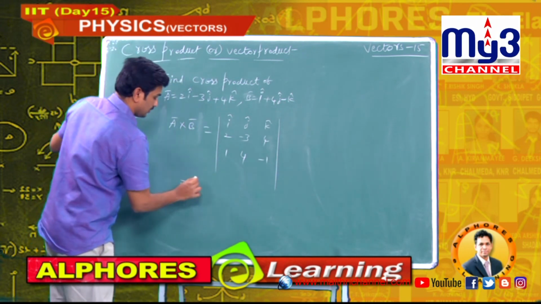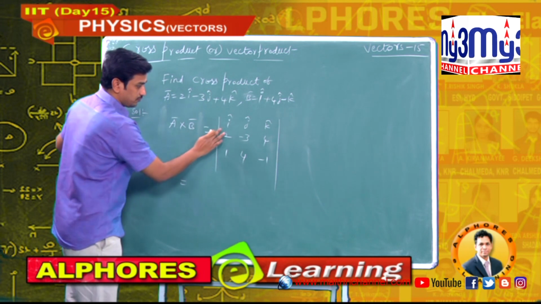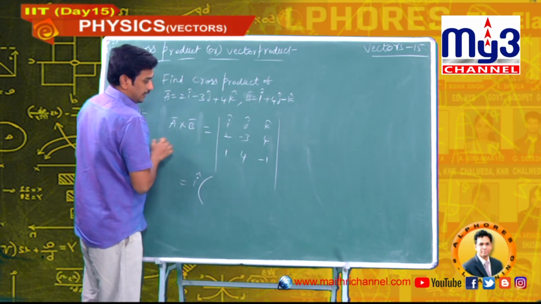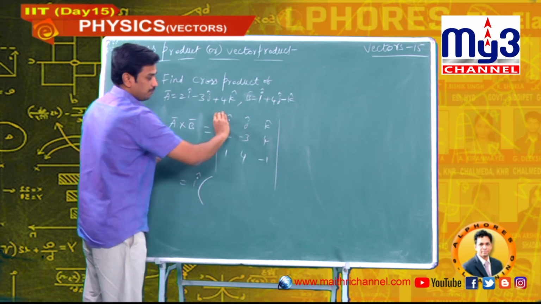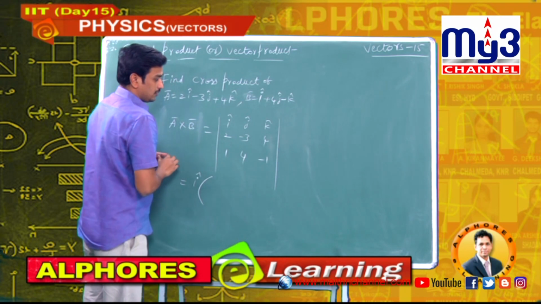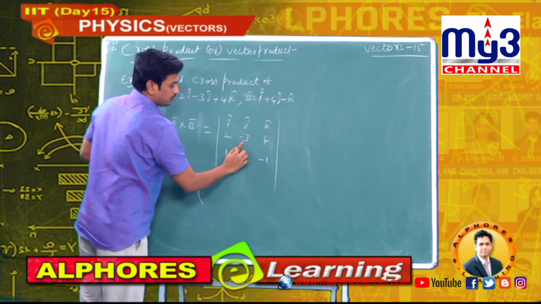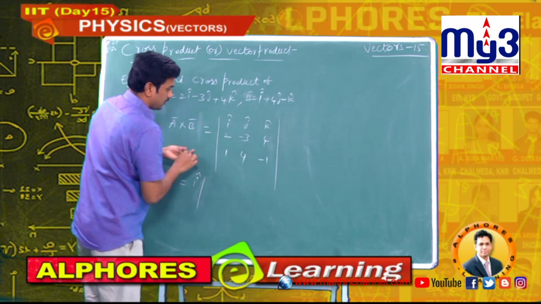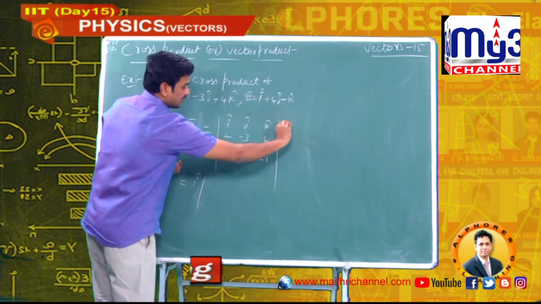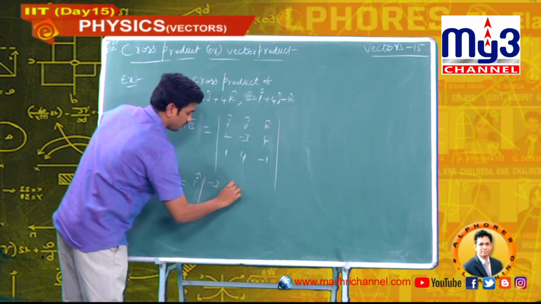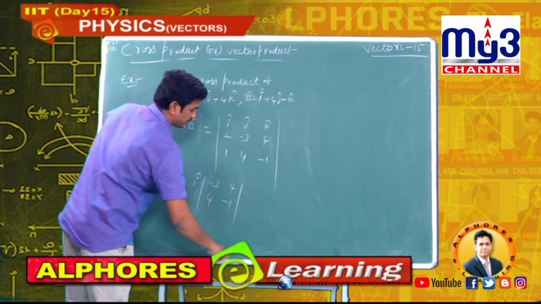Now, how to do this operation? First i cap. Leave this vertical column and horizontal row. If you leave these two, this part will be left. For your convenience, after removing these two parts, this part remains: minus 3, 4, 4, minus 1.